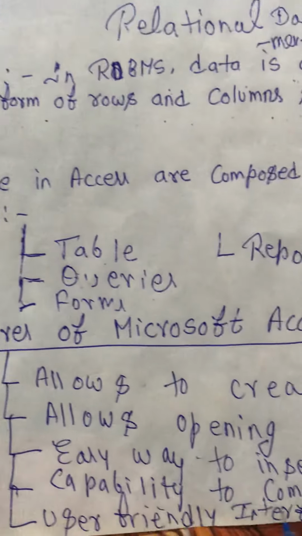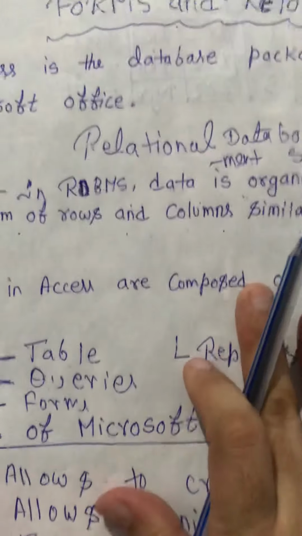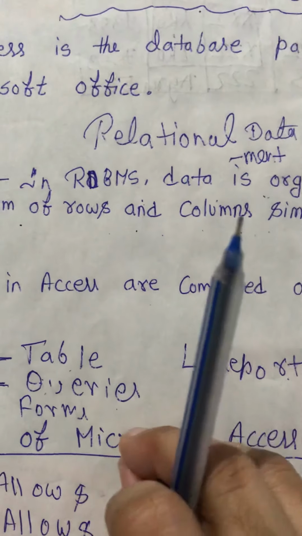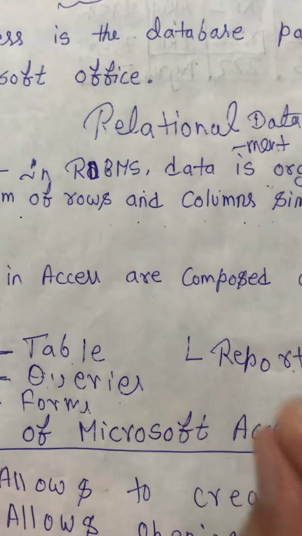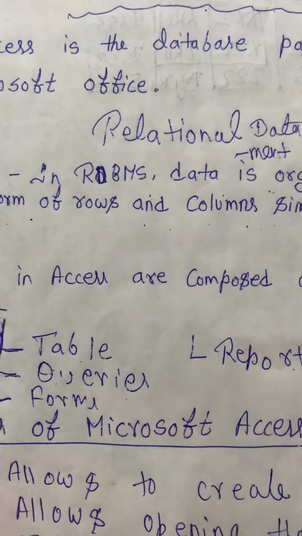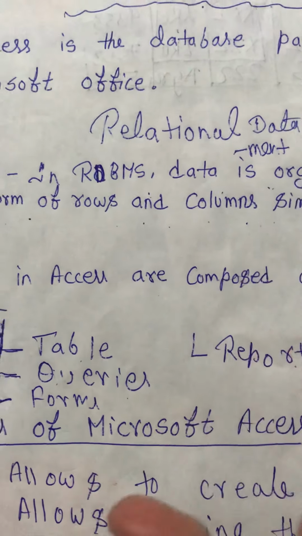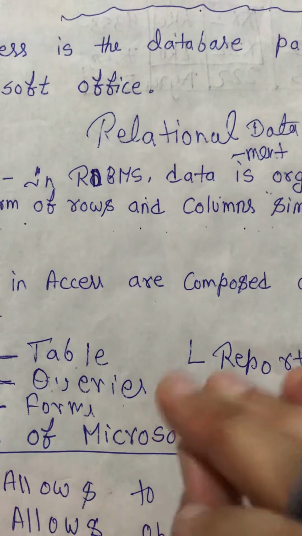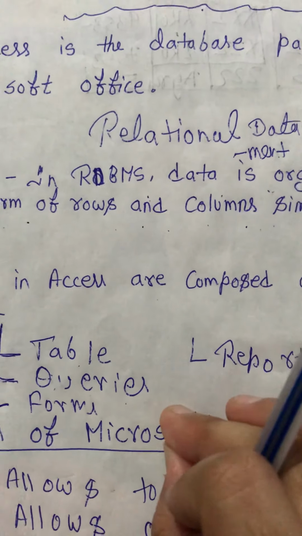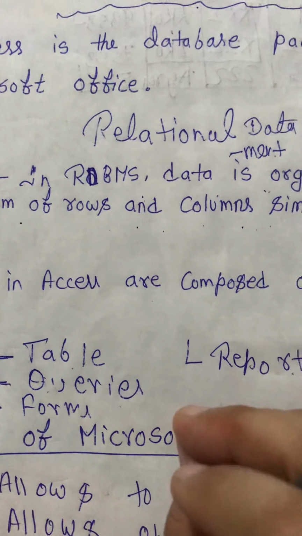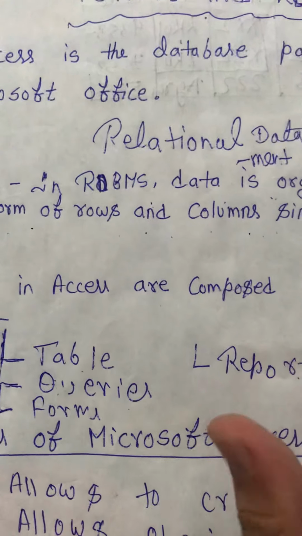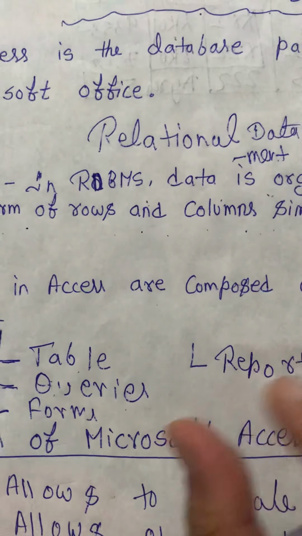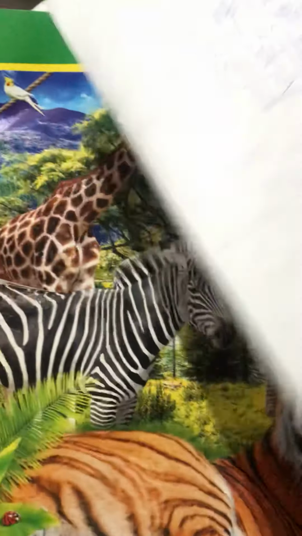Last is user-friendly interface. Access provides a user-friendly forms interface that allows users to enter information in a graphical form and have that information transparently passed to data. So this is the lesson for today.